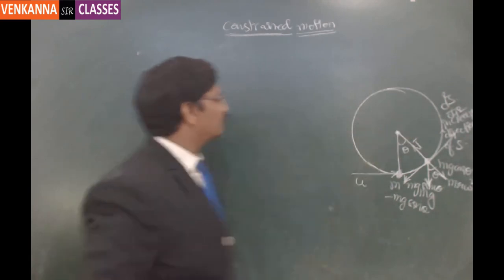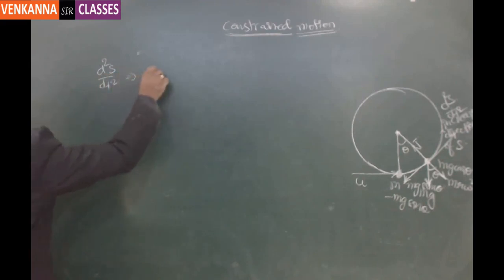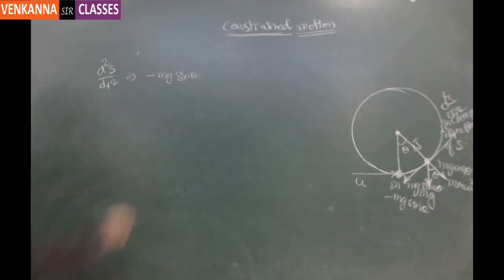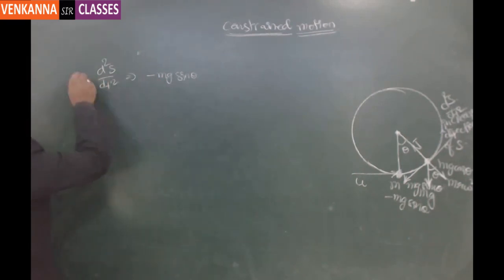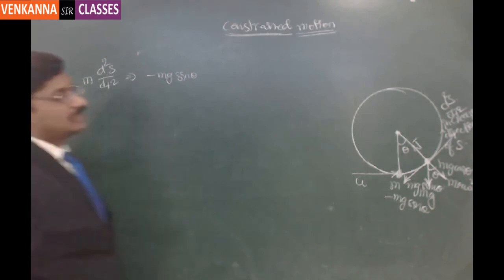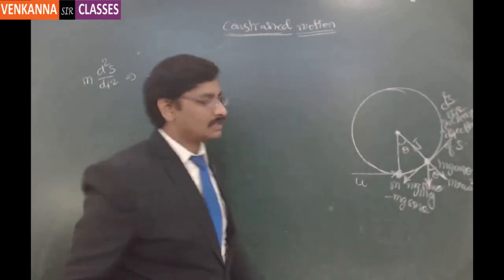So this d square S by dt square has to be treated as minus of mg sin theta. So d square S by dt square is equal to minus mg sin theta, right? Sorry, mass times d square S by dt square, because d square S by dt square is nothing but the acceleration, right?